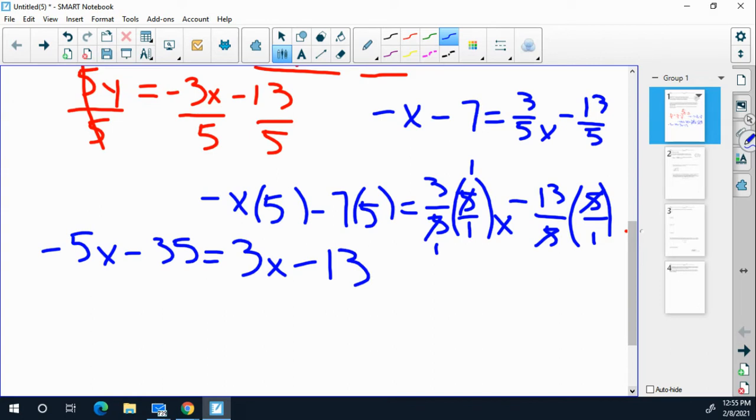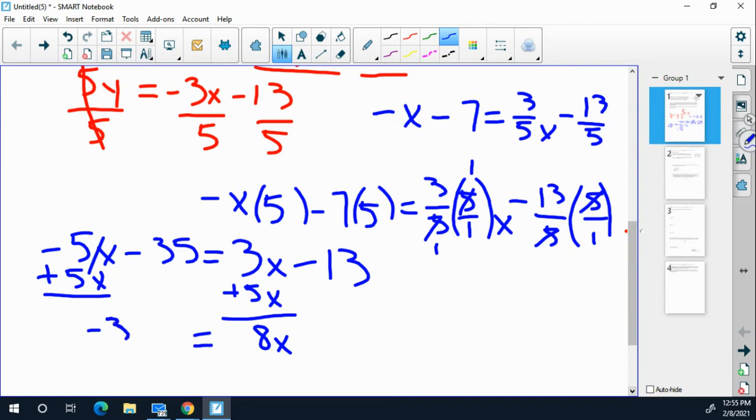All right, so this number's larger. What I know about numbers, this number's larger, so I'm going to take it over here so it makes it positive. So I get rid of that negative sign. And then that makes it 8x.